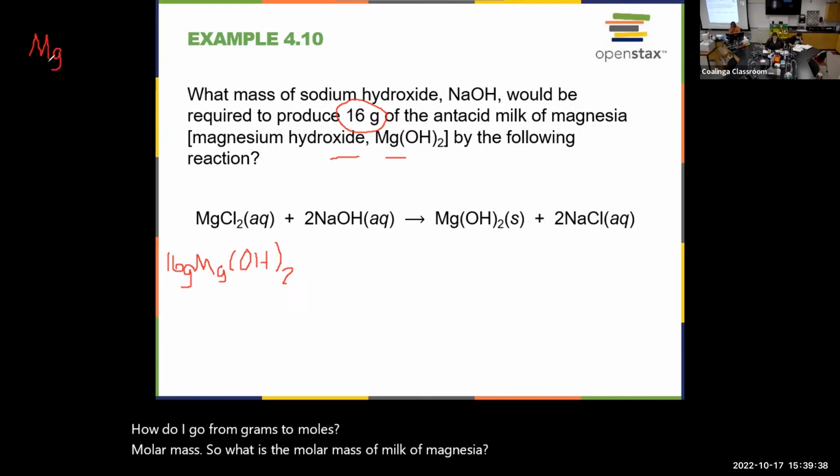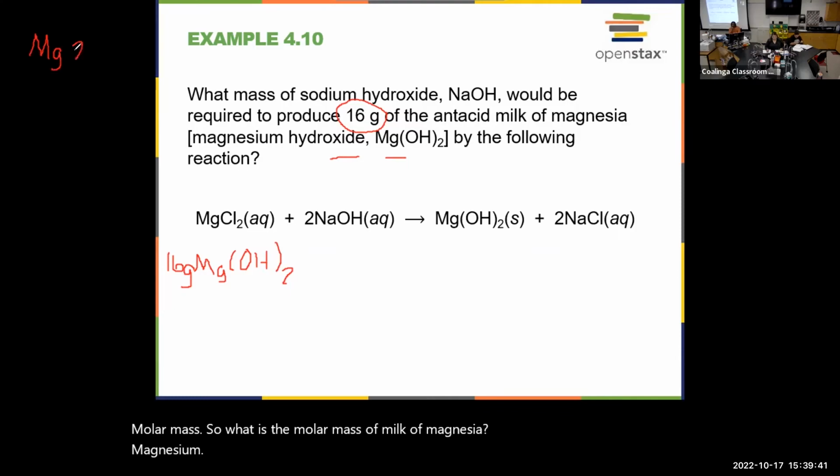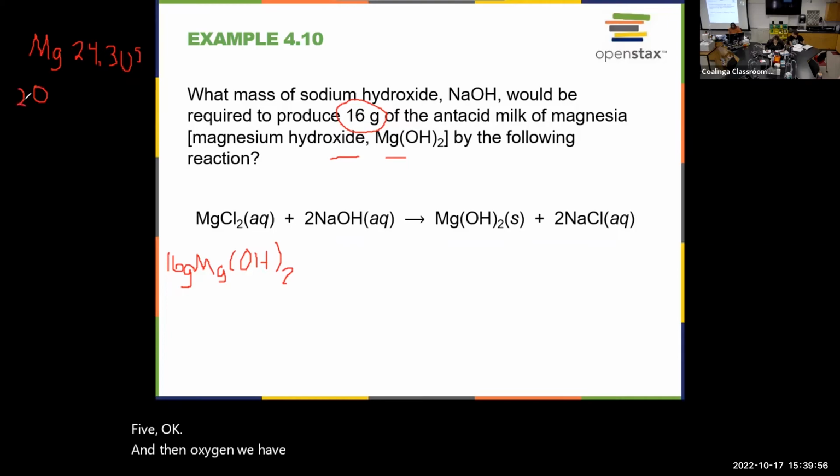Magnesium is 24 point. And then oxygen, we have two of them, 32. And then we have 2 hydrogens. So we have that together. It's approximately 58.3197.